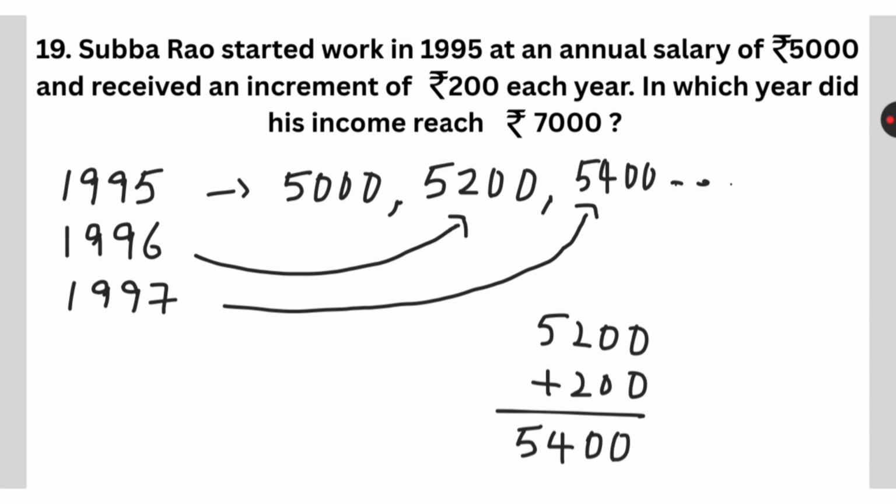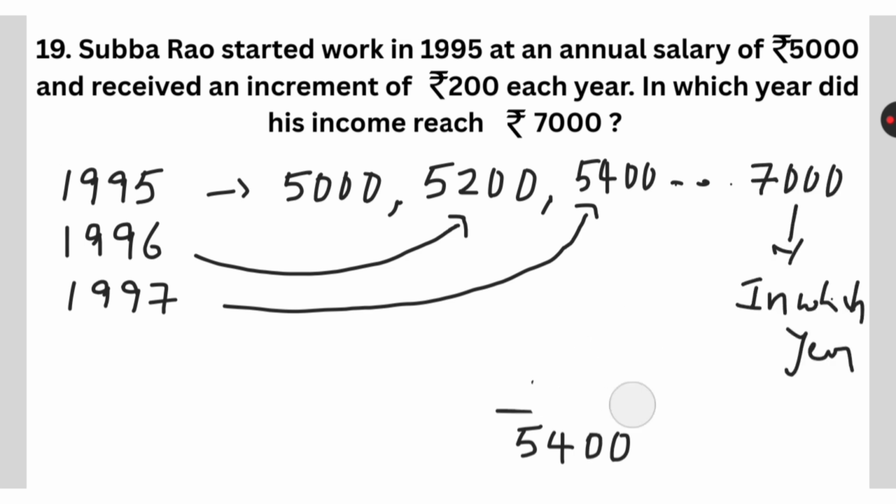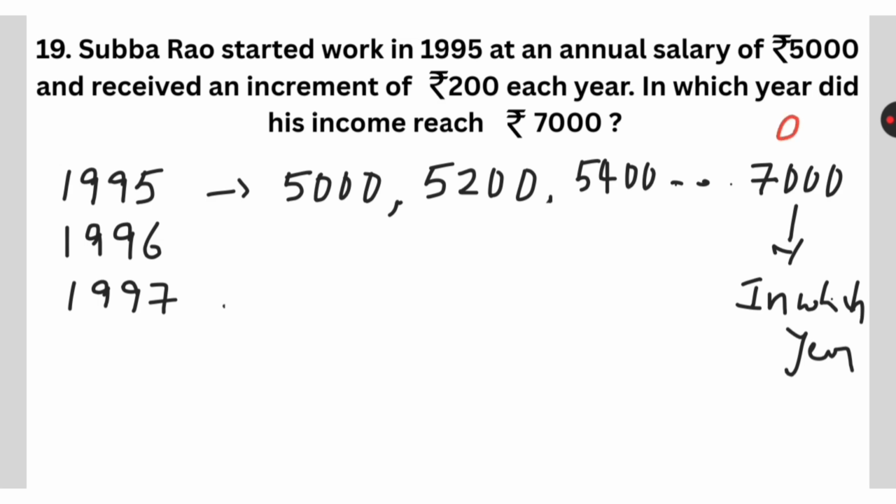In which year did his income reach 7,000? That means you have to find out in which year this 7,000 occurs. You have to consider this 7,000 as an, and 5,000 as a, the first term. The common difference is 5,200 minus 5,000, so that means 200. Using this information, we can find the year, so we can find n.